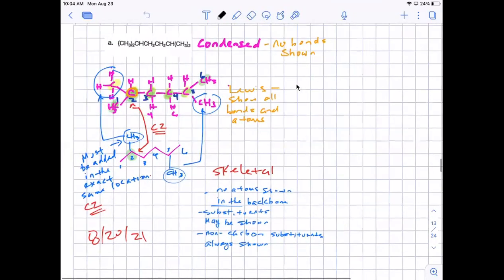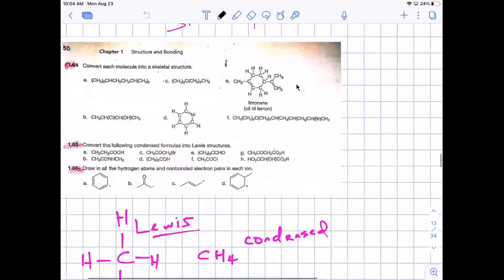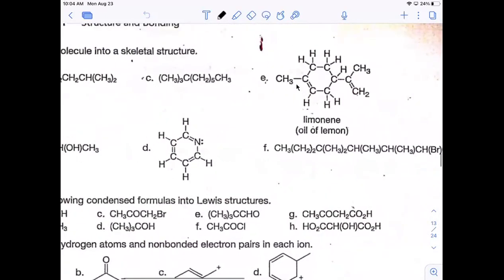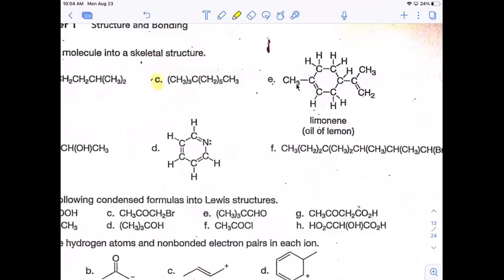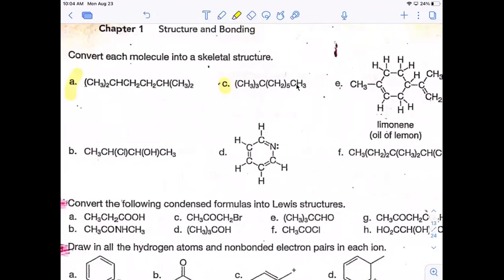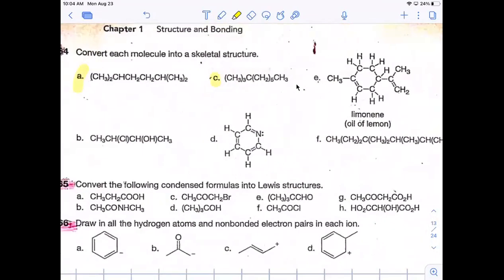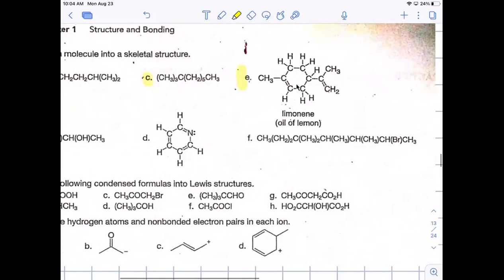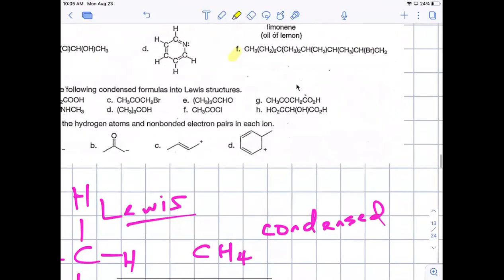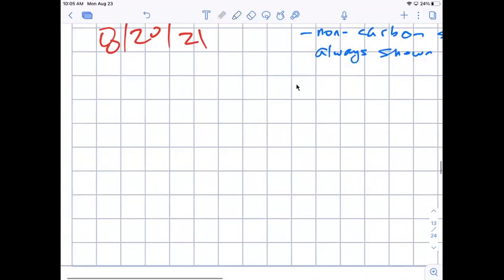Let's pick another one, and that way we can talk about all the concepts at once. So let's do C for now. I'm going to highlight it. We're going to do A, C, E, and let's do F. So let's do C. C is given to us, and let me put the date.